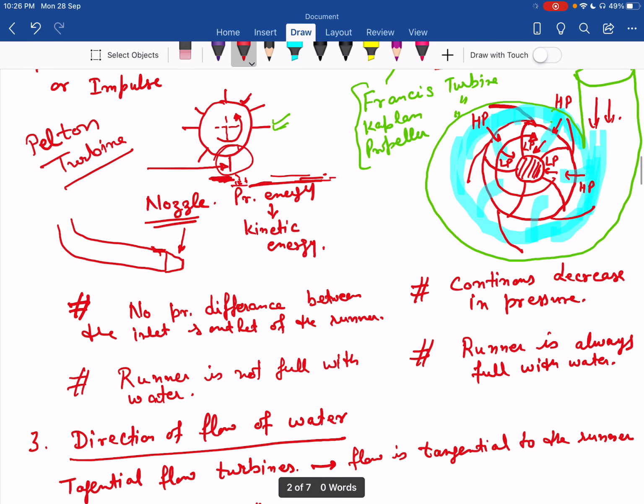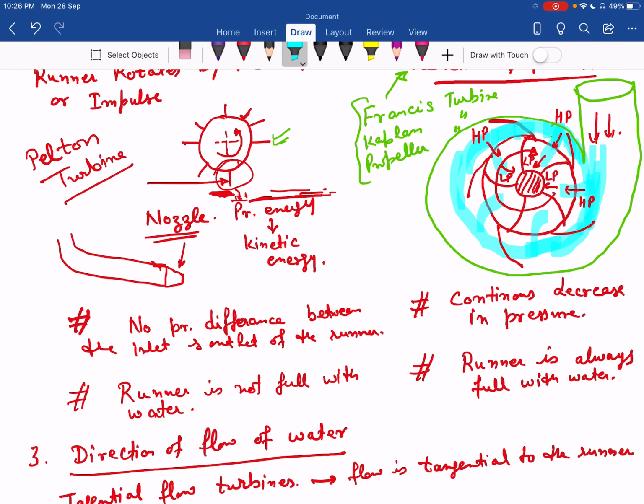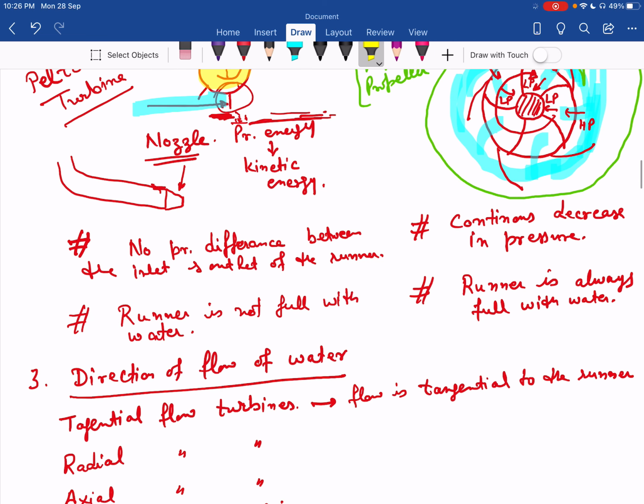Now you can see in case of impulse turbine, the flow is tangential to the wheel, this runner. So this is the tangential flow turbine, and the example is Pelton turbine.